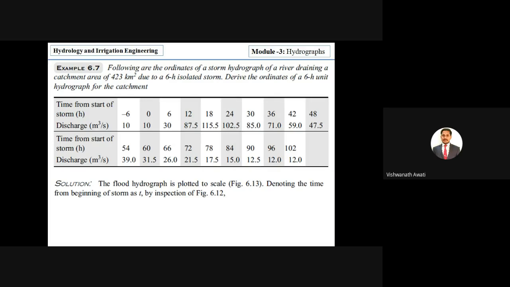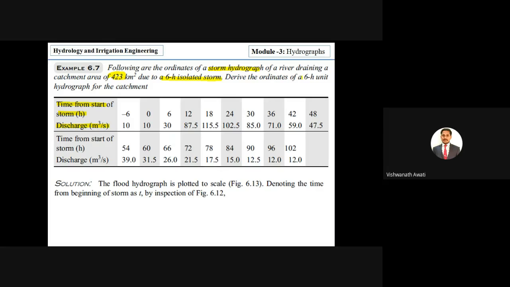hydrograph. So here in the problem they have given some data, right? The following are the ordinates of a storm hydrograph, with time and discharge, of a river draining a catchment area. The catchment area given is 420 square kilometers, due to a 6-hour isolated storm, the only one storm. They ask to derive the ordinates of the 6-hour unit hydrograph for the catchment.